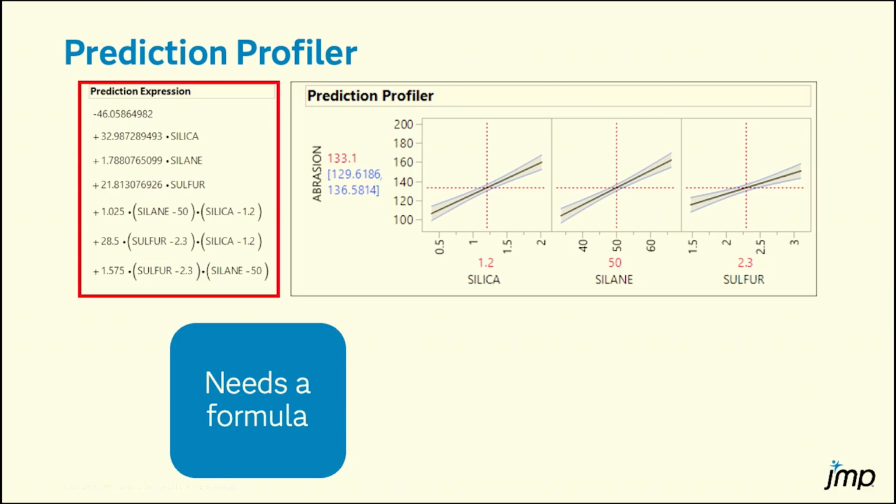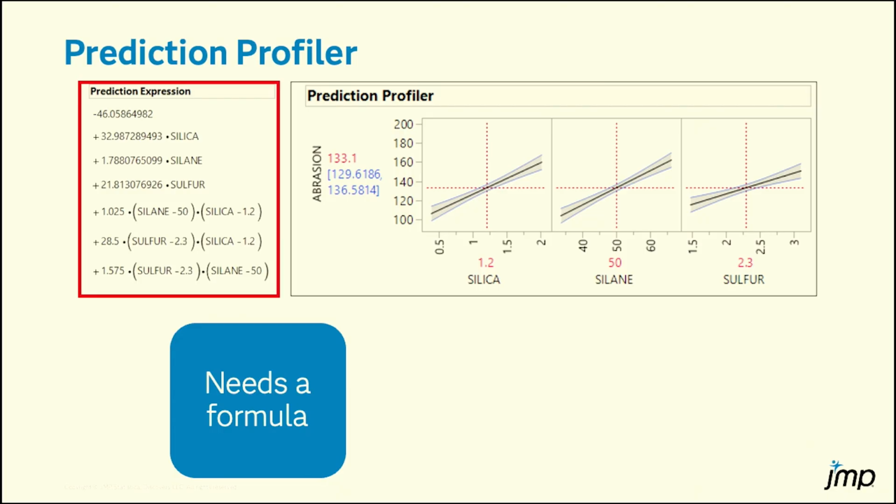And that formula is saying your response, in this case abrasion, equals some kind of intercept, plus a slope times your first factor, plus a slope times your second factor, et cetera. And then in this particular model that I've built, I also have two-way interactions. So JMP is fitting that model. You're not bringing it the equation. JMP is fitting that model and then showing you that model in the prediction profiler.